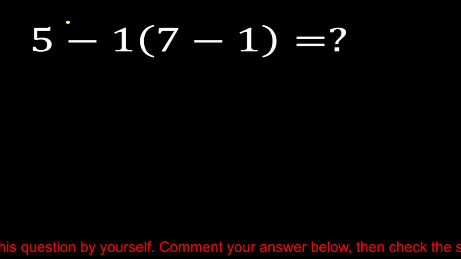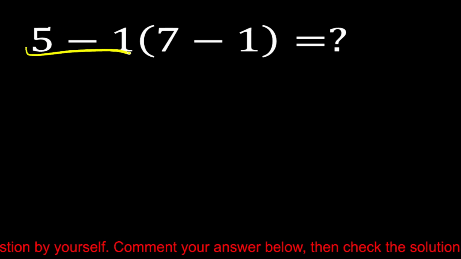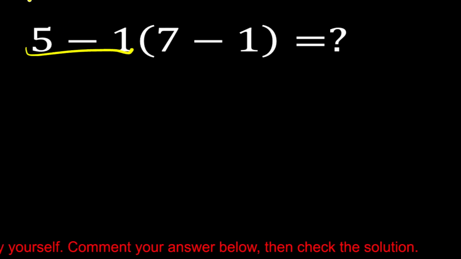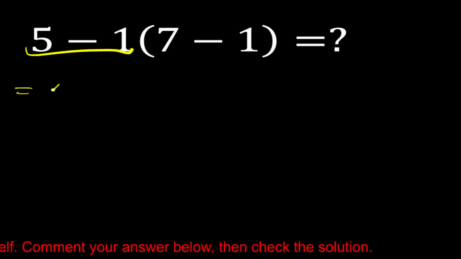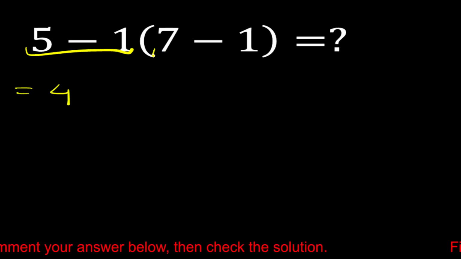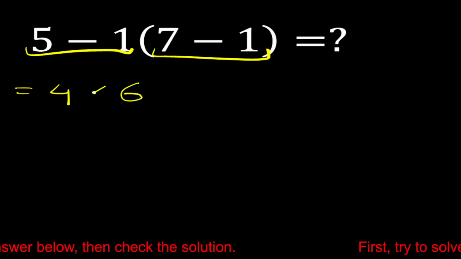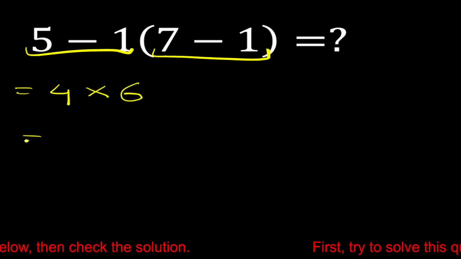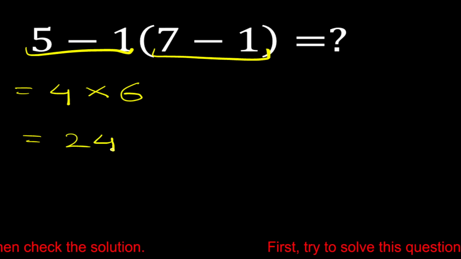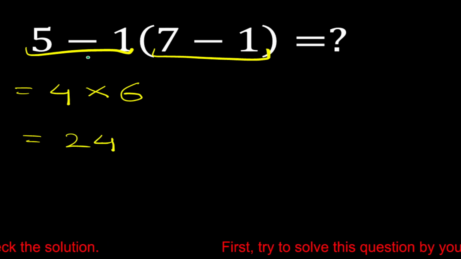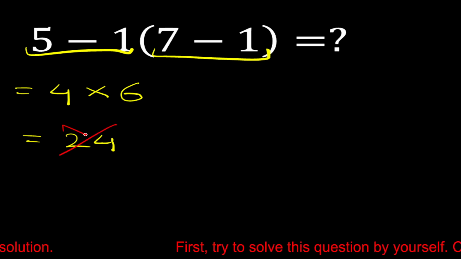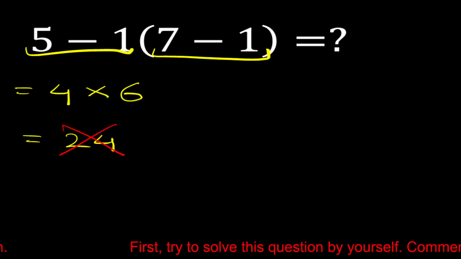So, most people solve this question like 5 minus 1 is equal to 4. Then again 7 minus 1 is equal to 6. Now 4 multiply 6 is equal to 24. Okay, but this answer is not correct. This answer is completely wrong.